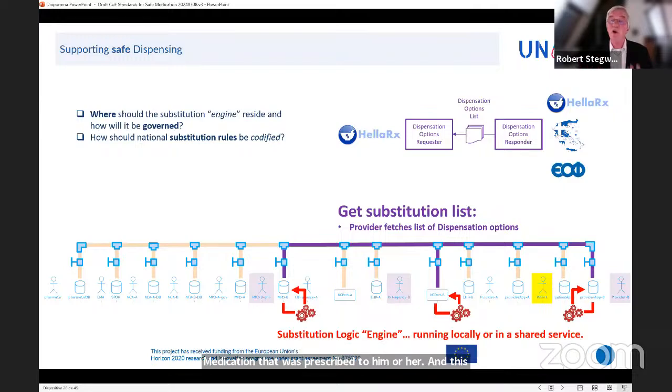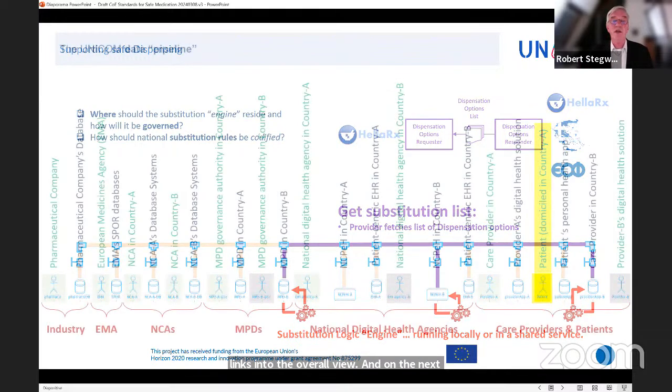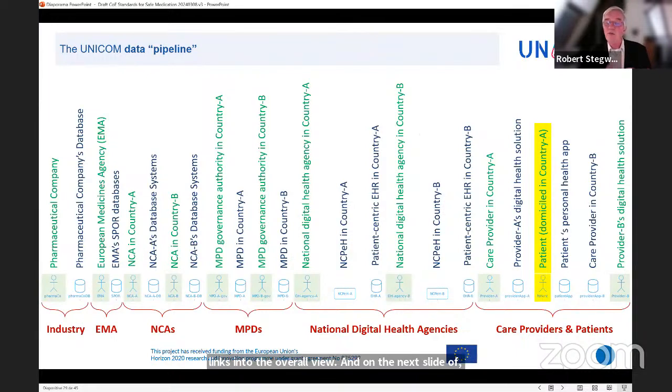And this links into the overall view on the next slide of the UNICOM test lab, where we really have looked at the whole part as a data pipeline from industry all the way down to the actual use by the patient, and even the reporting of adverse drug events that I'll come back to later. So you see that there's not only systems, but there's also people in that data pipeline that need to do things and need to add things and need to play their role in order for all this to work. Next slide, please.